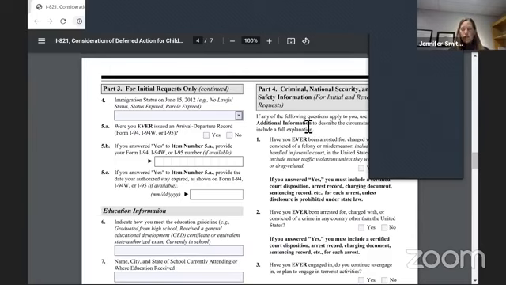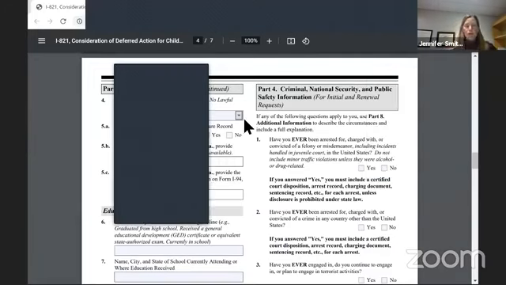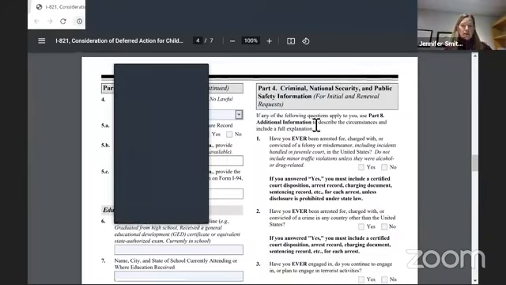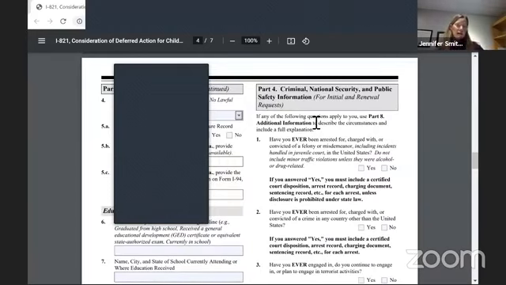This part is for both renewal and initial DACA applications. These are questions about any criminal history. This is one of those areas where if you think you may have issues, we're going to recommend that you hire an attorney because we want to make sure that we don't put you at risk in the application, or that if you are at any risk, you know what those risks are before you submit it.